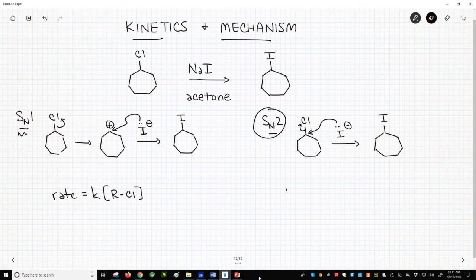The rate equation for the SN2 mechanism, however, is second order and does depend on the nucleophile concentration. Because the rate of this reaction depends on the nucleophile concentration, it is most likely an SN2.